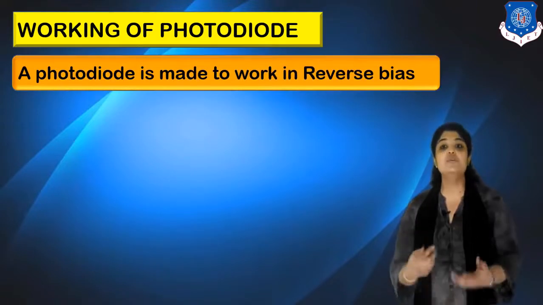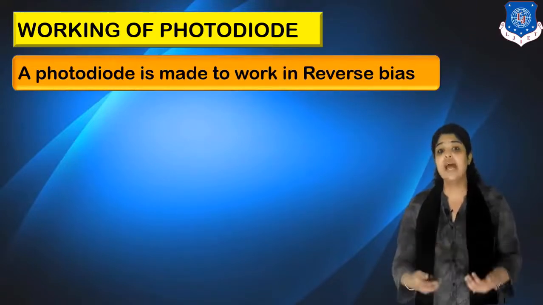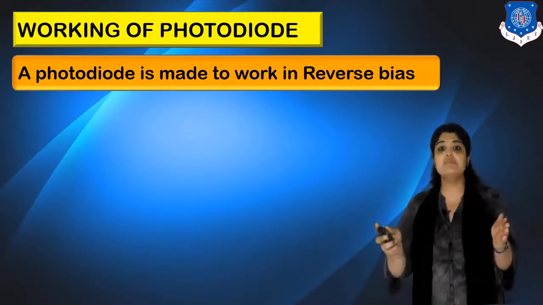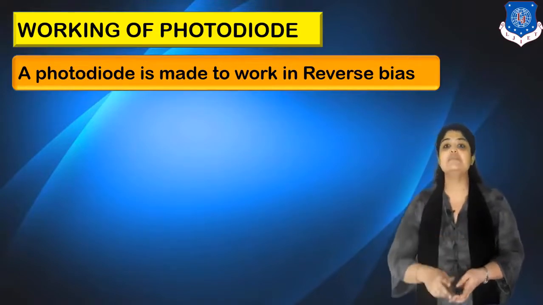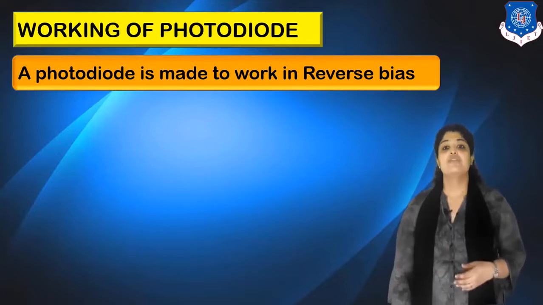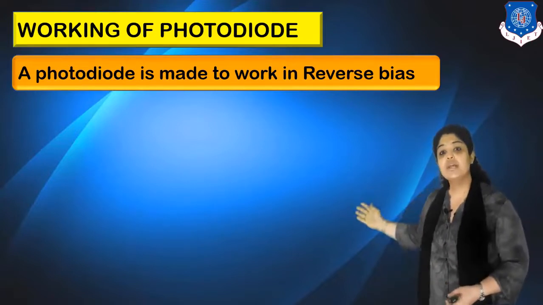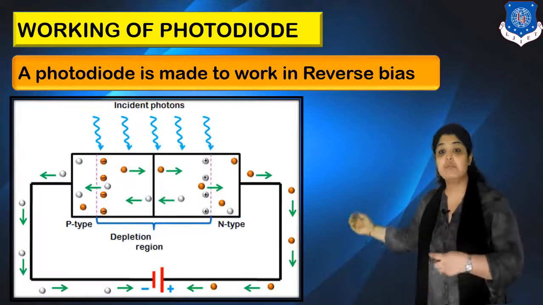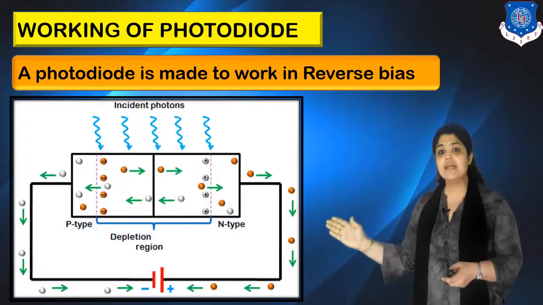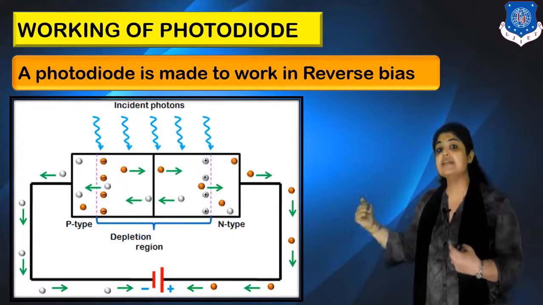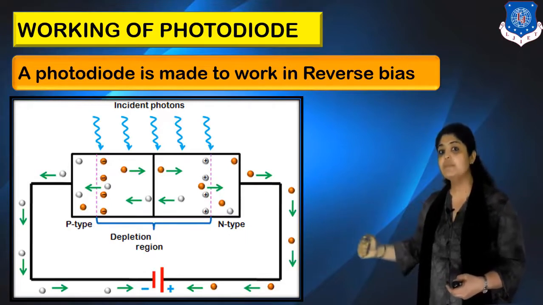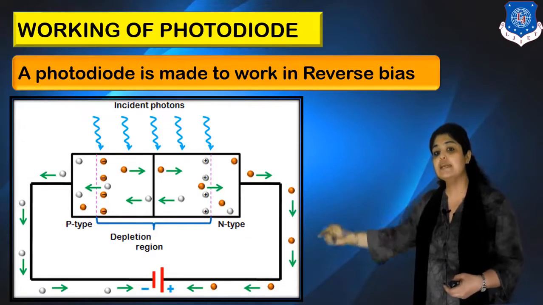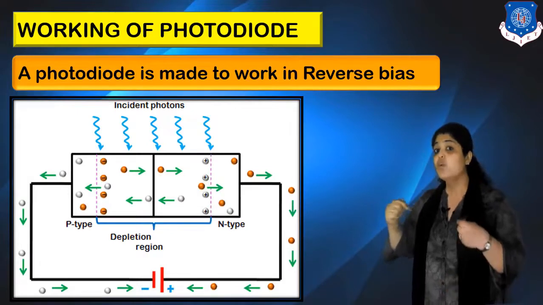It is designed to work in reverse bias because what happens in reverse bias, there is a huge depletion layer and the light is exactly made to fall on this depletion layer. We have working of a photodiode explained with the help of this diagram. You can see in the diagram that there is a reverse bias connection done. That means P-type is connected to the negative terminal of the battery and N-type is connected to the positive terminal of the battery. What does this mean?